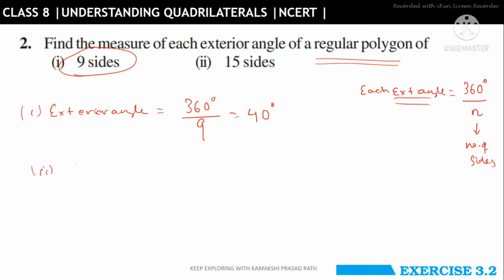Similarly, the second one says exterior angle equals 360 degrees by 15, because it has 15 sides. So we can find each exterior angle. If you do 15 2s are 30, remainder 6, 60, 15 4s are 60. So each exterior angle is 24 degrees.